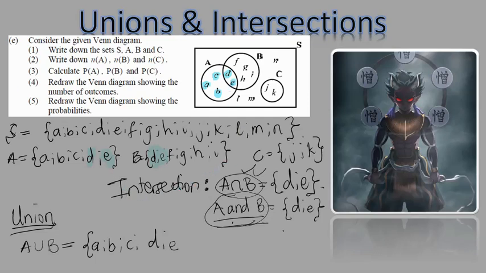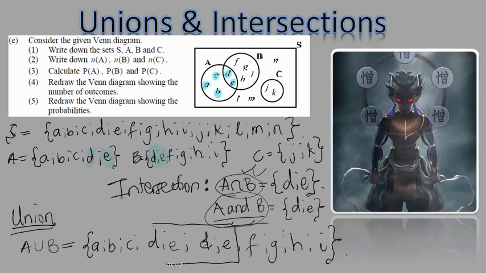And now what's in B? What's in B? It's D, it is E, F, G, H, I. There. This is in A, this is in B. However, in this situation, I have a repetition now. Look at this. I have a repetition and I cannot write the same thing twice. So I'll cancel one of them because I don't want to write the same thing twice.